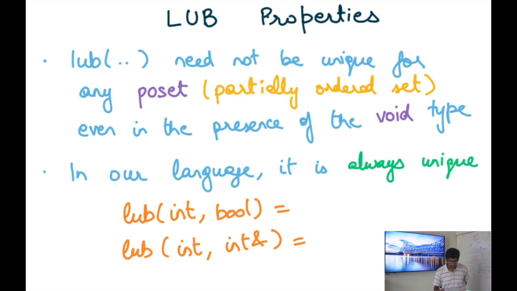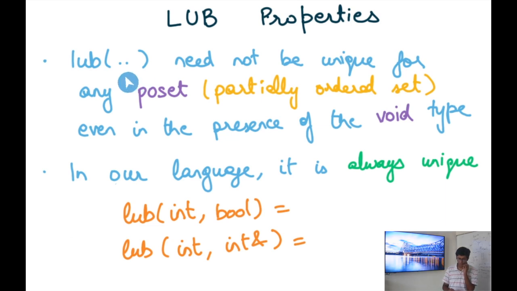Okay. So first of all, what are some properties of least upper bound? In general, for any partially ordered set, like the set of types in our language, recall that our types can be thought of as a set, and the subtyping relation can be used to order that set. Because the subtyping relation is reflexive, transitive, and antisymmetric, this is also called a partially ordered set. And in general, the least upper bound for any two types need not be unique for a given partially ordered set, even in the presence of a void type, which is an upper bound for all other types.